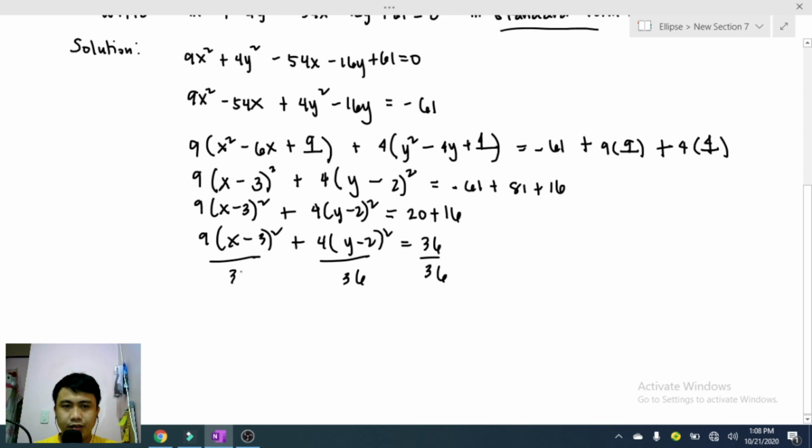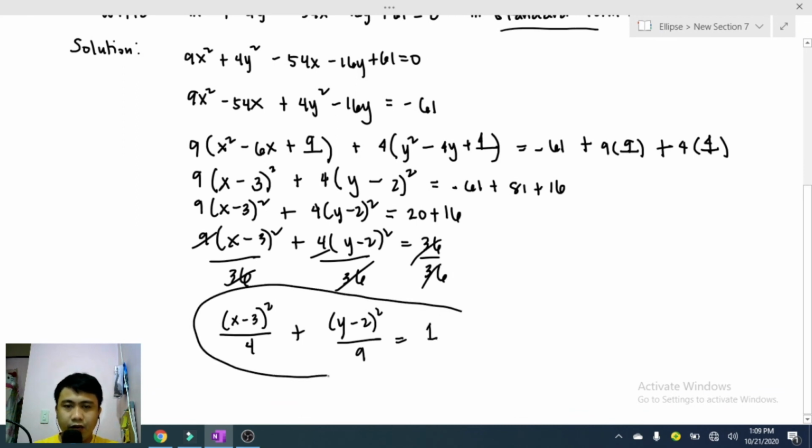Divide ko rin ito sa 36. So, 36 divided by 9 is 4. So, 4 ang natira sa baba. Over 4. Plus, 36 divided by 4 is 9. You have y minus 2 squared over 9 is equal to 36 divided by 36 is 1. Okay, so this is our equation in vertex form or standard form.